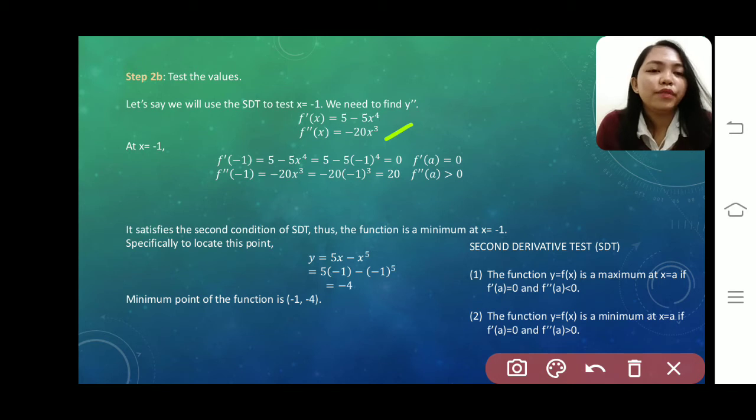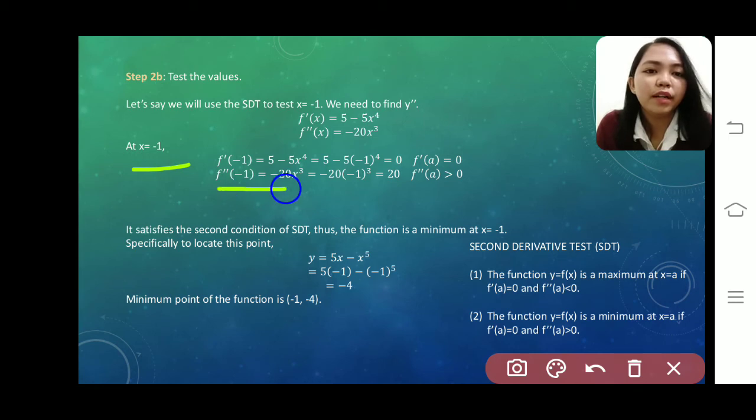Kukunin mo yung equation for the second derivative. So, we have the equation for the first derivative, then i-derive lang natin ulit. Therefore, we have negative 20x cubed. Then, substitute lang natin yung values, which is x equals negative 1.